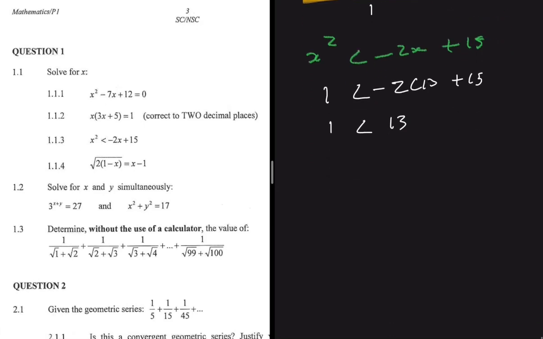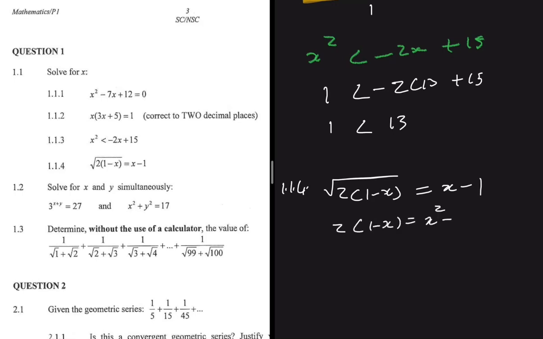And then 1.1.4, we have the square root of 2 multiplied by (1 minus x) being equal to x minus 1. It's easy to see here that we can square both sides to get rid of the square root, right? So we're going to get 2 multiplied by (1 minus x) being equal to x squared minus 2x plus 1, right?